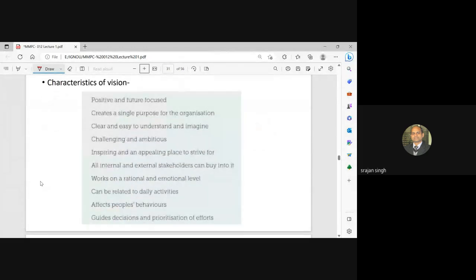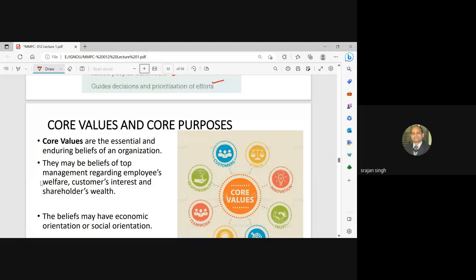So what are the characteristics of vision? It is positive and future focused. It creates a single purpose for the organization, meaning it gives you a single objective for which the organization is striving. Clear and easy to understand and imagine, challenging and ambitious. Of course, vision is always challenging. Inspiring and an appealing place to strive for, and internal and external stakeholders can buy into it, meaning people can believe in it somehow. It works on a rational and emotional level, can be related to daily activities, shapes people's behaviors, and guides decisions and prioritization of efforts. So these are the basic characteristics of vision.